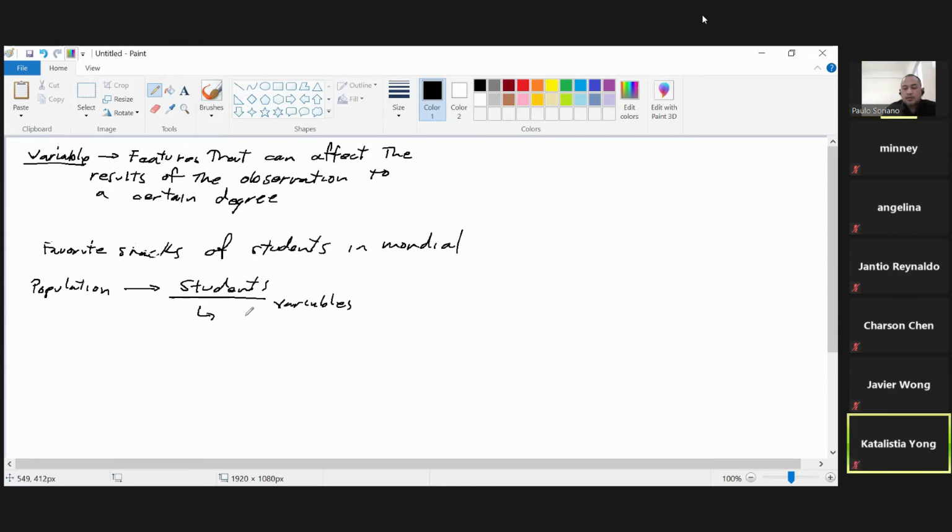One I can think of is gender. Okay, males and females. Males can have a different taste compared to female students, right? What else? What else do you think we need to consider? Age. Very good.